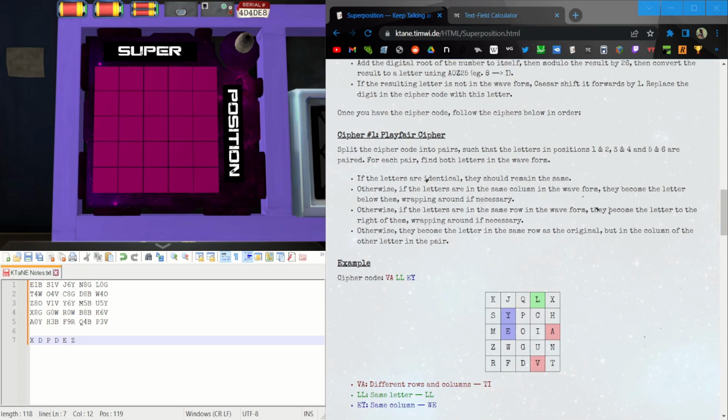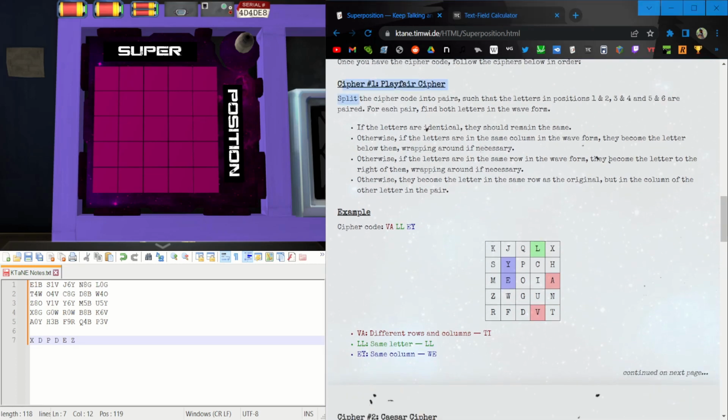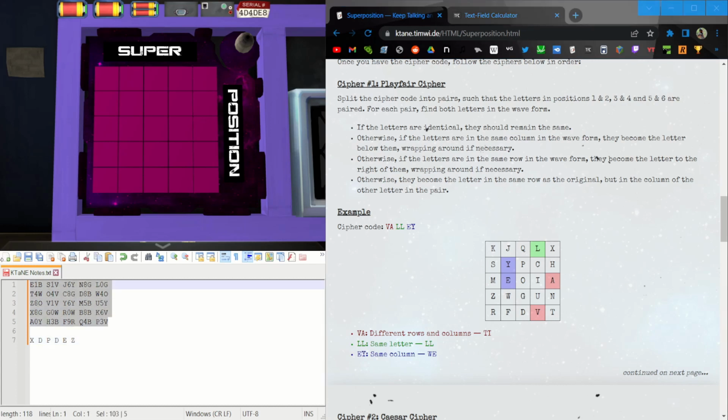Now what we're going to do is use a Playfair cipher. If you're familiar with ciphers like Playfair, this should be easier. Our grid for the Playfair cipher is simply the grid we got in the waveform. So I'm going to copy all of this and only have the letter part. So we're going to do this. It's going to take a little bit.